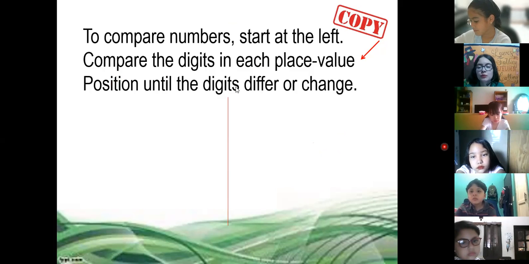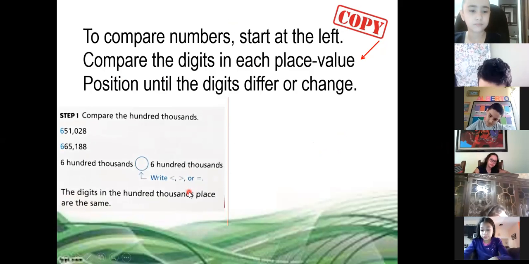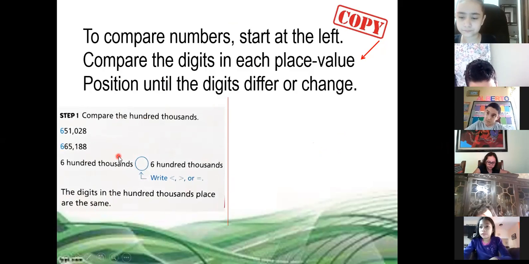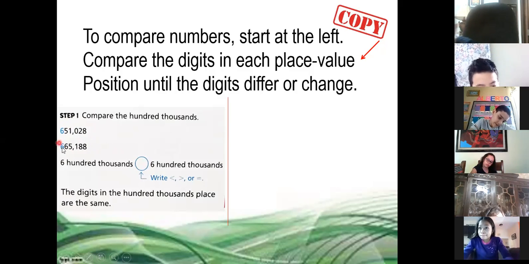To compare the numbers, we start at the left. Now, here in the second part, you don't have to copy. This is a picture from your book. You have this information in your book. What is step number 1? Remember, it's to compare the number that is on the left side. Which number is on the left side in these two numbers?